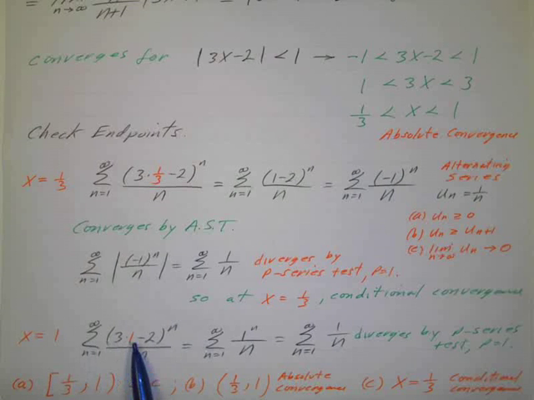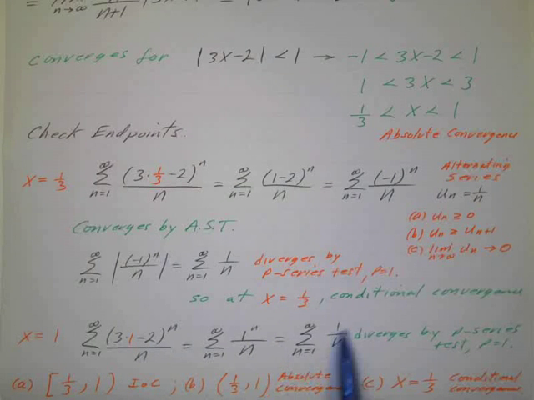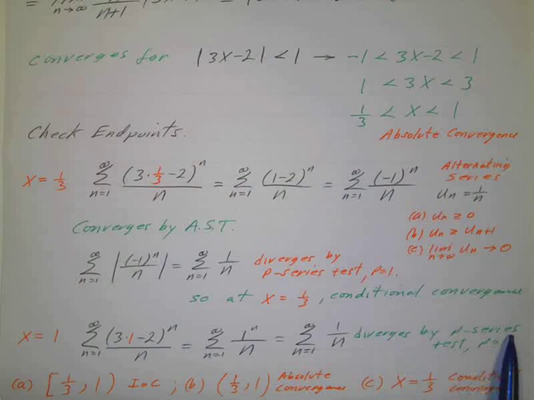Now let's check the other endpoint, x equals 1. Again, I'll put 1 in the original series: (3 times 1 minus 2)^n over n. That's just going to be 1^n over n, which is just 1 over n. We know this series diverges by the p-series test, p equals 1, as in this other example. So therefore, it doesn't converge at all at x equals 1.